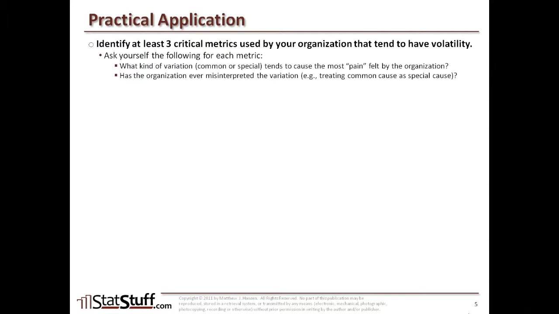That is, where they're treating common cause variation as if it were special cause or vice versa. Now, if they have done that, then what was the effect of that misinterpretation? And what do you think could be done next time to validate the type of cause and prevent any future type of misinterpretation, and hopefully avoid some of those similar mistakes, such as wasted time when you misinterpret common cause variation as special cause, or diverting attention away from where the real problem is when you interpret special cause variation as common cause variation. Well, that wraps up this lesson.